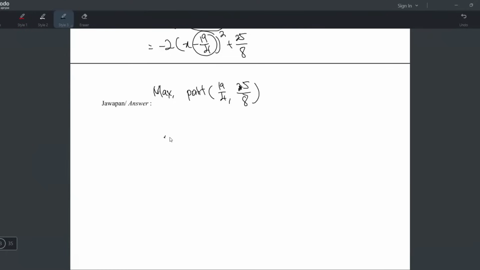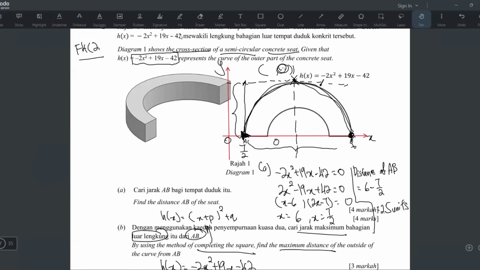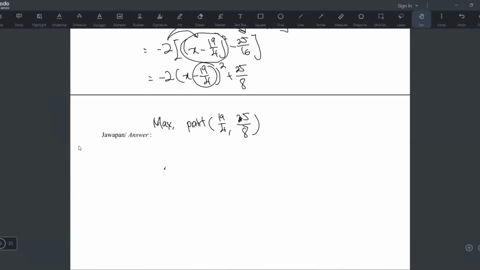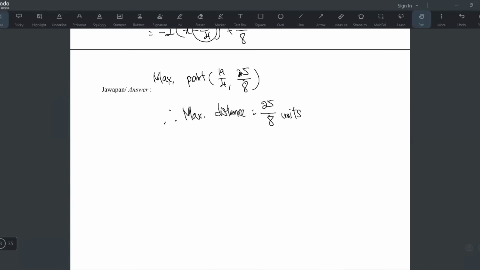Okay. So now tell me, what is the maximum distance of the outside curve from AB? So the maximum distance will be the distance from here to here, right, from here to here, which is the y coordinate. So the answer is 25/8. So I'll just write here maximum distance, or you can say maximum value. Yeah, maximum, because the y coordinate we call it maximum value. So it's 25/8, and it has no unit also. So just write units. Like that. Okay, alright, that's all.